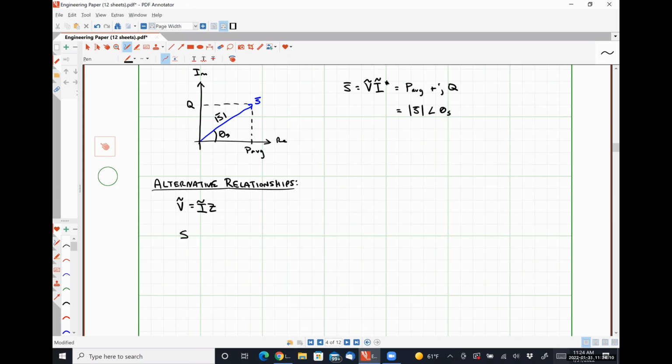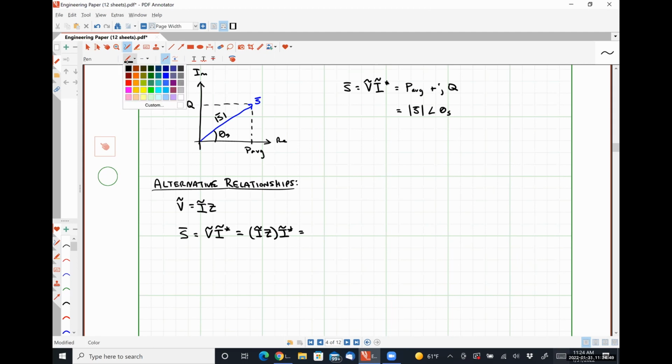So what I mean by that is we could say that the complex power, which by definition is our RMS phasor voltage V times the complex conjugate of our RMS phasor current I, is equal to I Z times I conjugate. So what happens when I multiply a complex number by its complex conjugate? Anybody remember? The angle goes away, but something else happens as well.